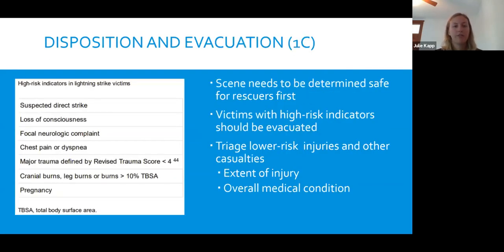So, disposition and evacuation. Safety is first and foremost, so the scene needs to be determined safe before rescuers can assist. Victims with high-risk indicators should be evacuated first. I've touched on quite a few of these within each body system, but any of these criteria, these people are going to be prioritized. And then anyone else with lower-risk injuries will be triaged based on the extent of their injury and then their overall medical condition.